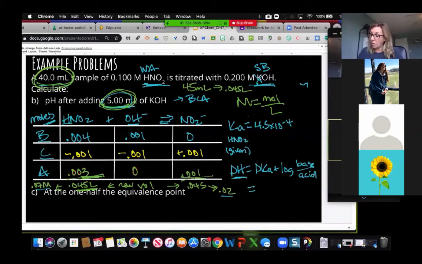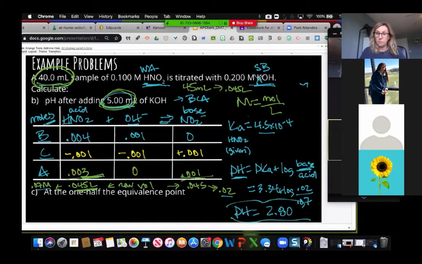So for pKa, I'm going to take the negative log of the Ka, which gives me 3.34, plus log base. My base, this is my conjugate base, NO2 minus, is 0.02. This is my acid, and this is going to be 0.07. So my pH, after I've added that KOH, is going to be 2.80.